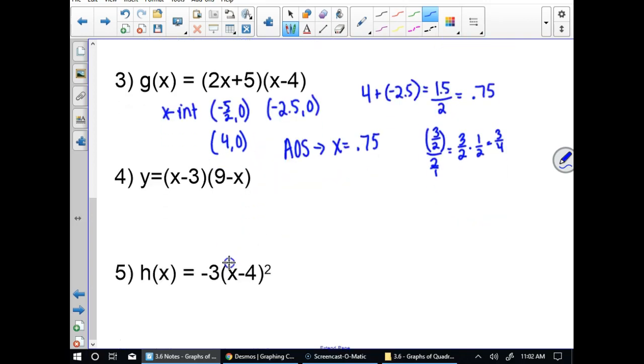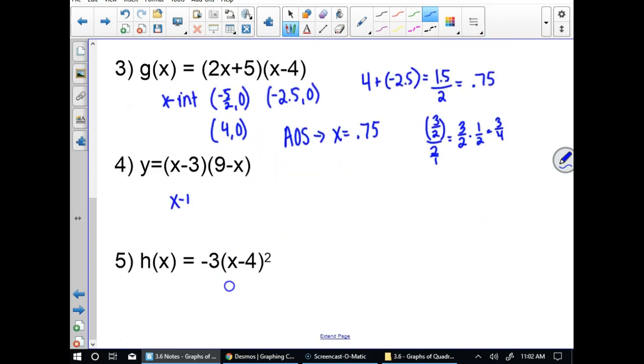For number 4, we got x-intercepts at (3, 0) and (9, 0). What's the number halfway between those? 6. So x equals 6. And again, let's say that you're having an off day and it's just not coming to you. 3 plus 9 divided by 2 is 12 divided by 2, which is 6, right? Just take the average of those two numbers.